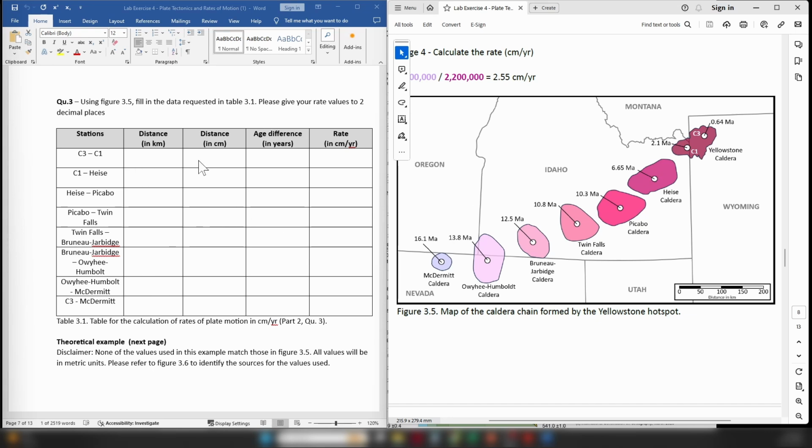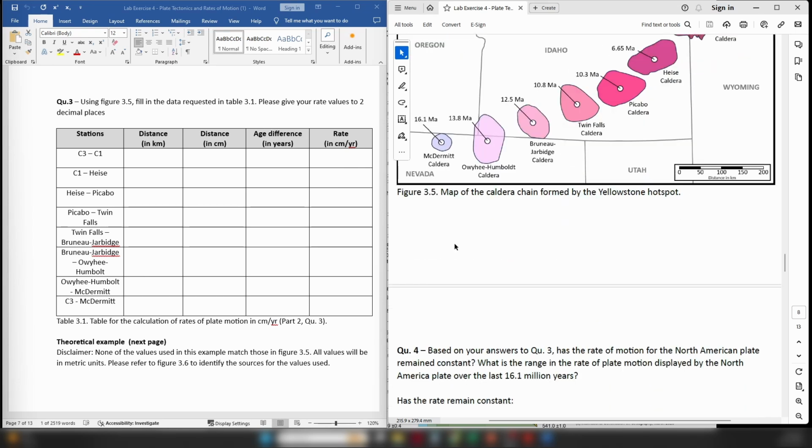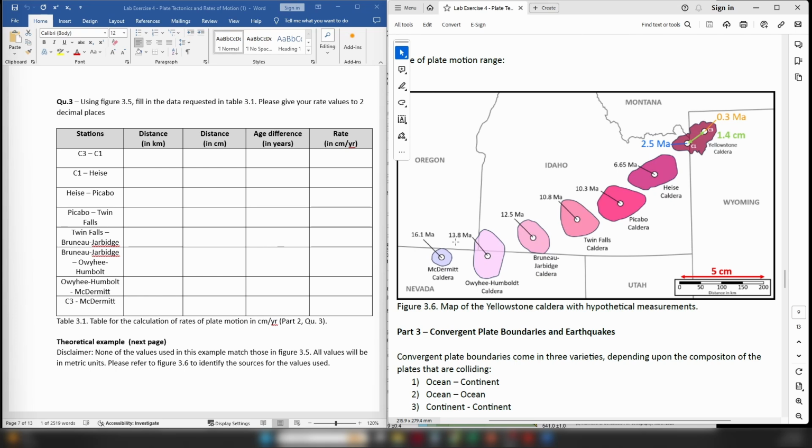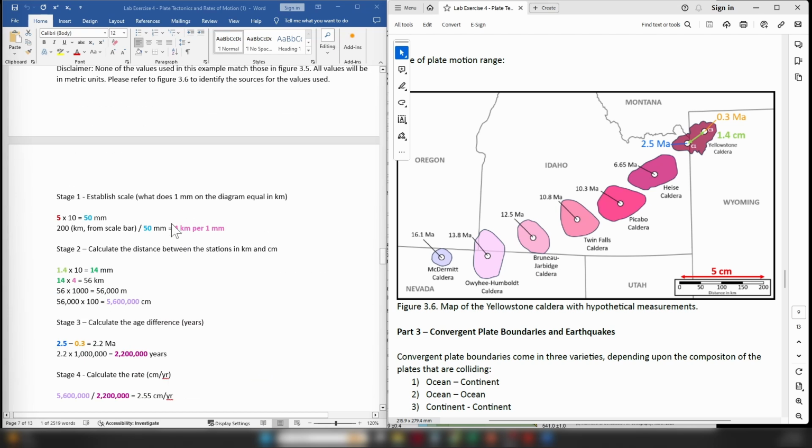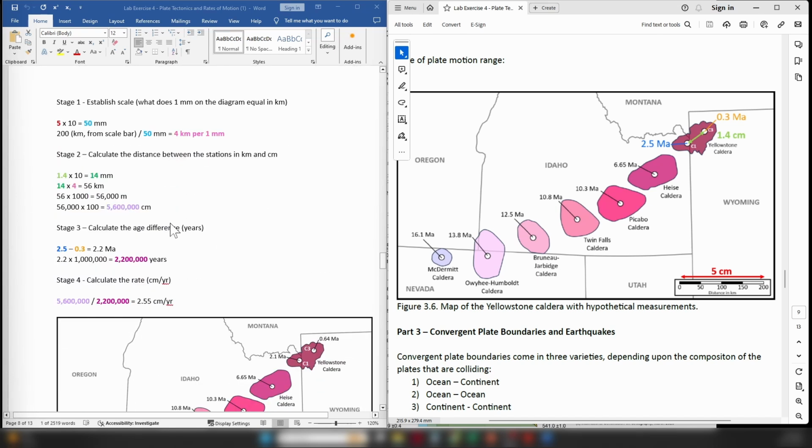So we're going to get those distances in centimeters, we're going to get the difference in age between the points, and we're going to use that to calculate a rate. So how are we actually going to do that? Well, once again, there is a worked example which is designed to help you do the calculation. So here we go. I'm just going to move to the relevant part.